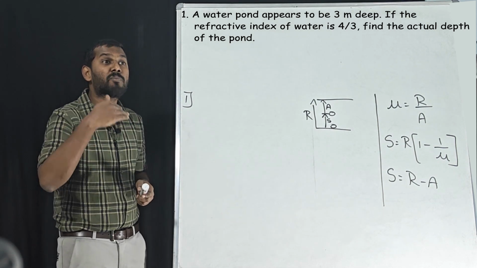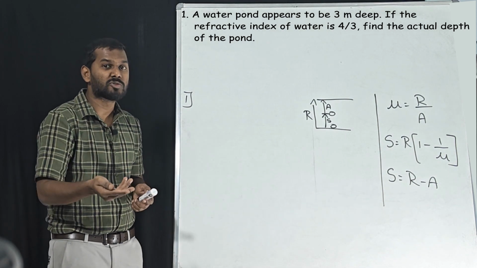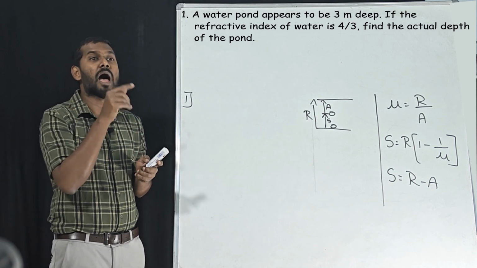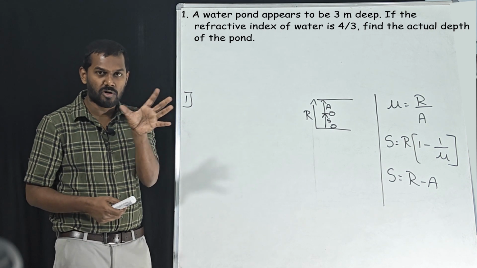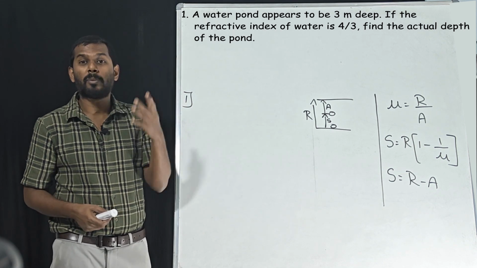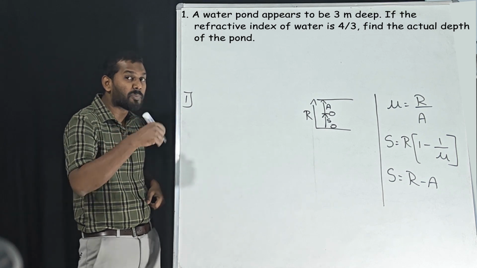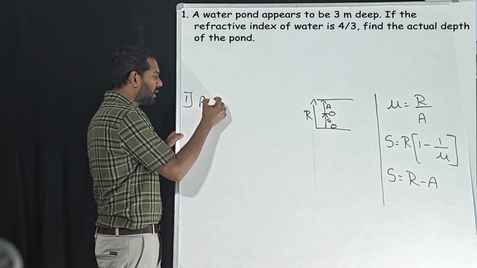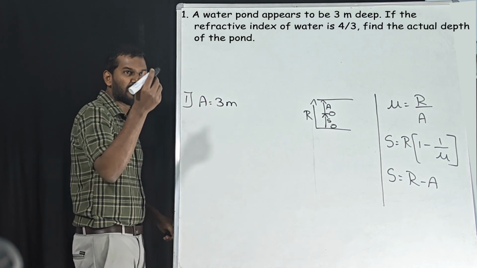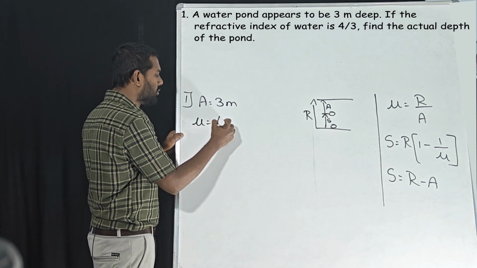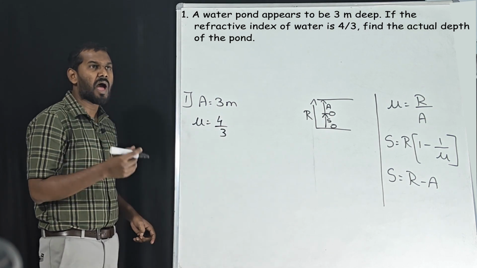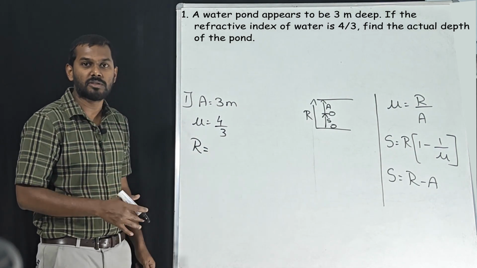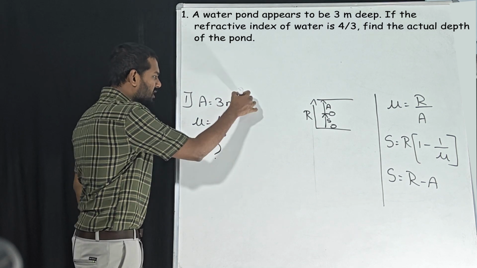The water pond appears to be 3 meter deep. Appears to be, that means it is not the actual or real depth. Appearing depth is nothing but apparent depth, correct? Whenever they use the words appears to be, that is apparent depth. It is not the actual depth, it is not real. So apparent depth will be 3 meter, and the refractive index is 4/3. Then find the actual depth of the pond. We have to find the real depth. Actual depth is nothing but the real depth. Keep this in mind. These are the given data.